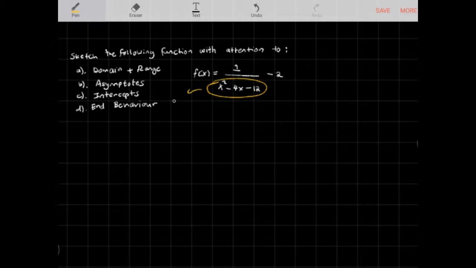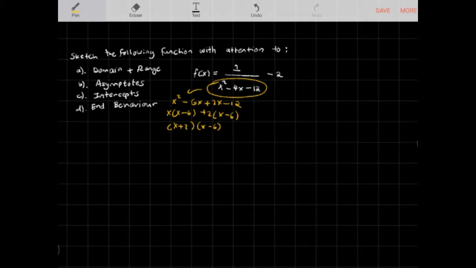If we do the factoring, we need two numbers that add up to negative 4 and multiply to negative 12. You can write this as negative 6x plus 2x minus 12. And if you factor, you get x minus 6 plus 2 times x minus 6. You get x plus 2 times x minus 6. Okay, so this is our factored format of our function f of x.